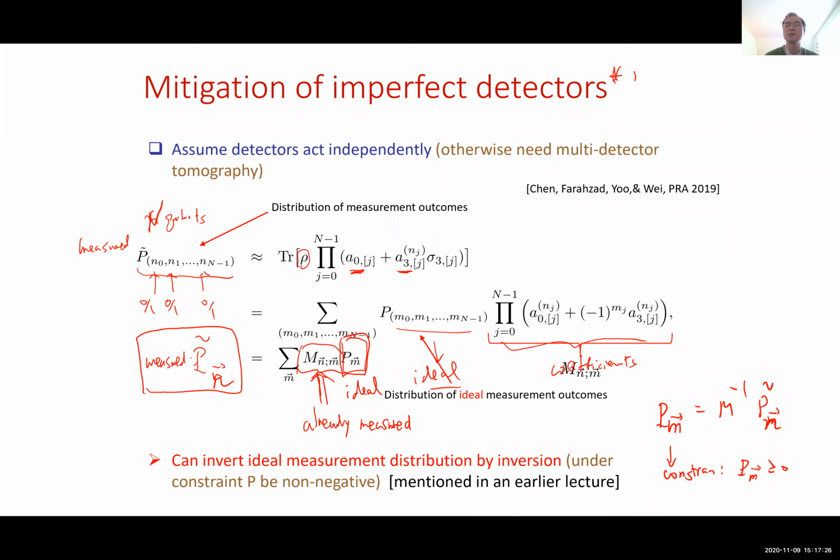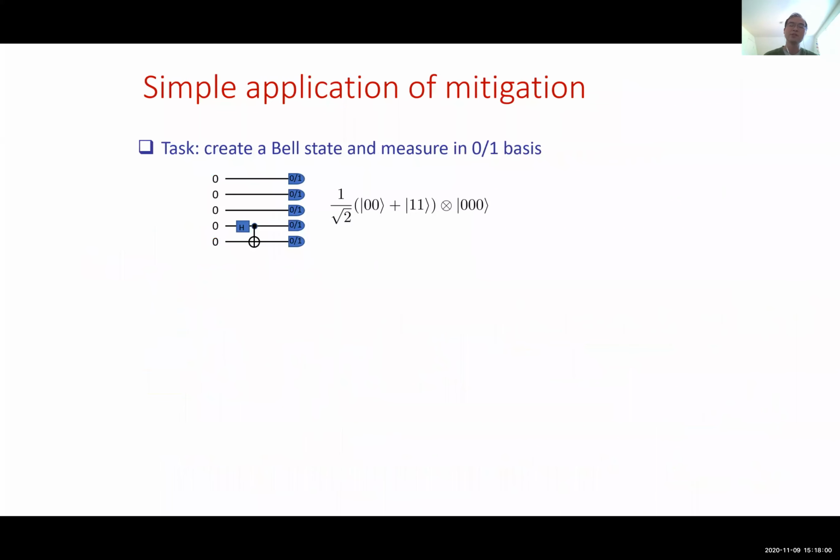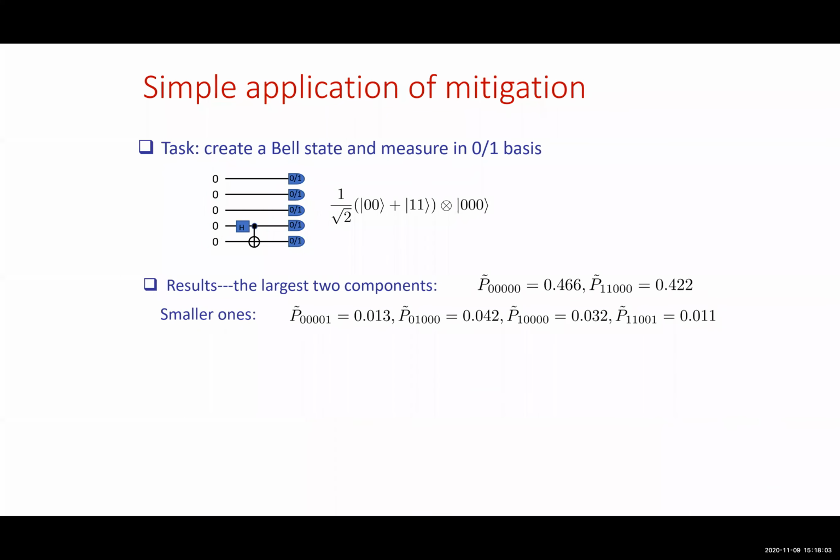It can happen that the matrix is such that when you do the inversion, you get some negative number. But there are ways to handle that. You can minimize the difference between what you calculate from M and the measured one, so that it is minimized. Or you can invert and just truncate. So there's an example here.